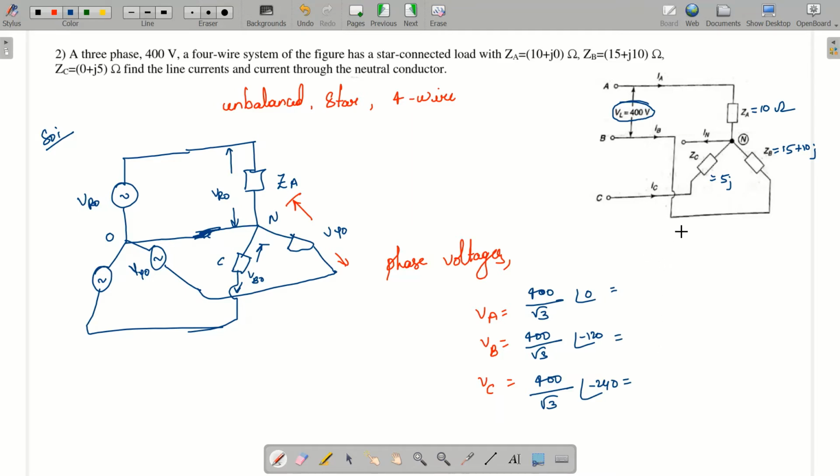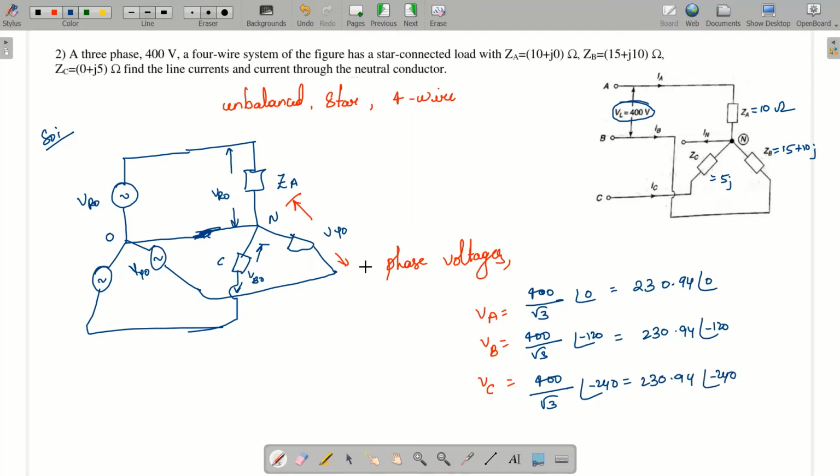So what will be the value? You can find it. One minute, I will solve. 400 divided by 1.732, so you will get 230.94 at an angle of 0, 230.94 at an angle of minus 120, 230.94 at an angle of minus 240.